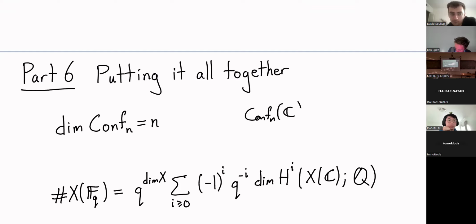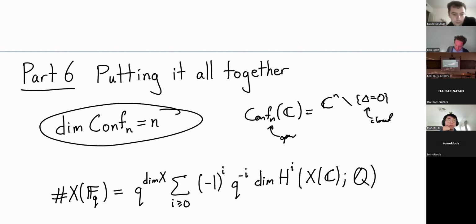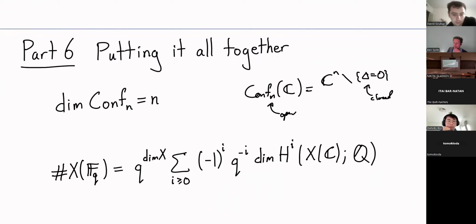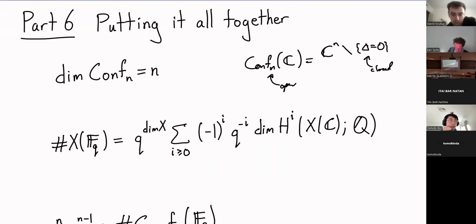if you think about Conf_n of C, for example, it's like C to the n minus the set of points where the discriminant is 0. That's a closed set. So that's an open set. That's a closed set inside C to the n. So that's an open subset of C to the n. So Conf_n of C is this open submanifold of C to the n. It still has dimension n as a complex manifold. And you could do the same kind of argument over any ring. In other words, to describe a point inside Conf_n, I need to give you a separable monic polynomial of degree n. I need to describe all n coefficients. I have n degrees of freedom. Okay. Cool. So that's the dimension of this space.